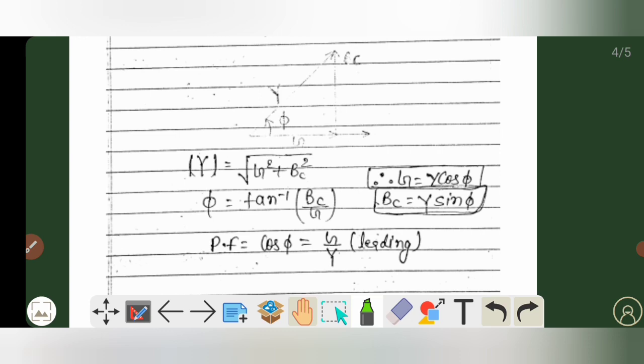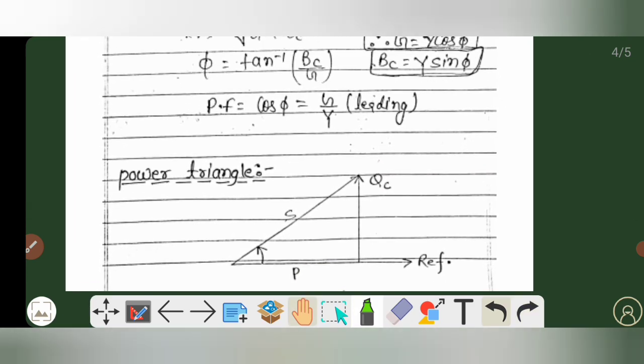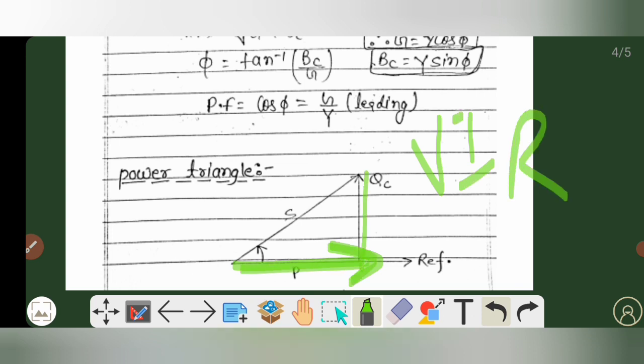Now we will move to the next topic, that is the power triangle. As you know, this is the resistive part, and the power across the resistor is P is equal to V into IR. So this is the power across the resistor, this is the power across the capacitor, and this is the equivalent power.